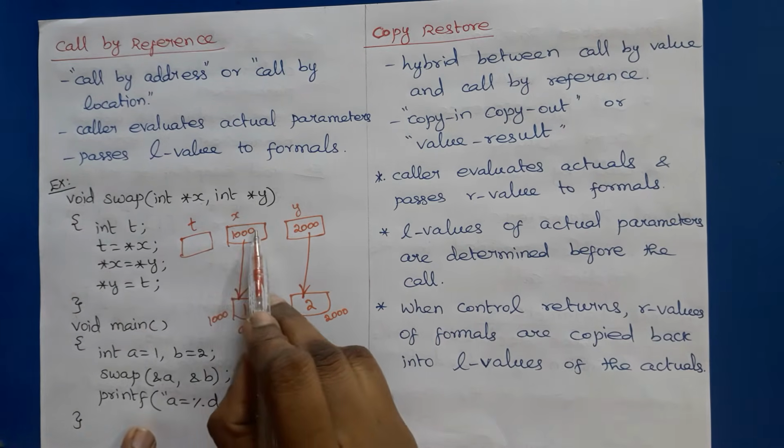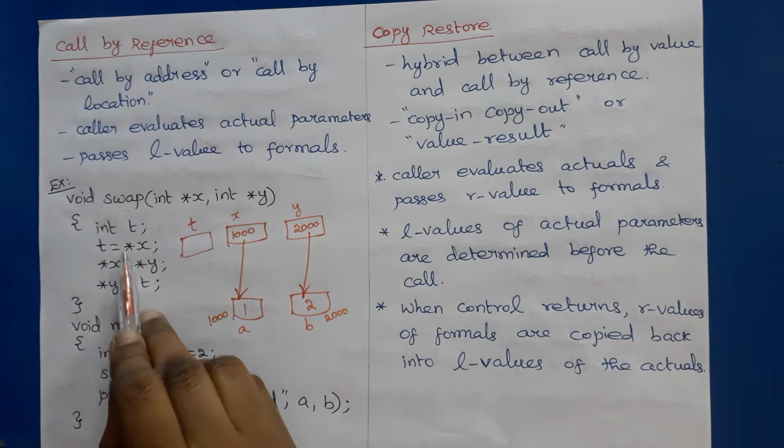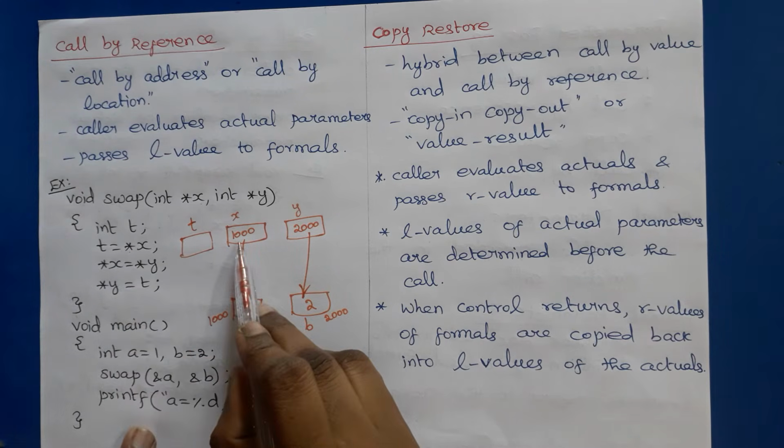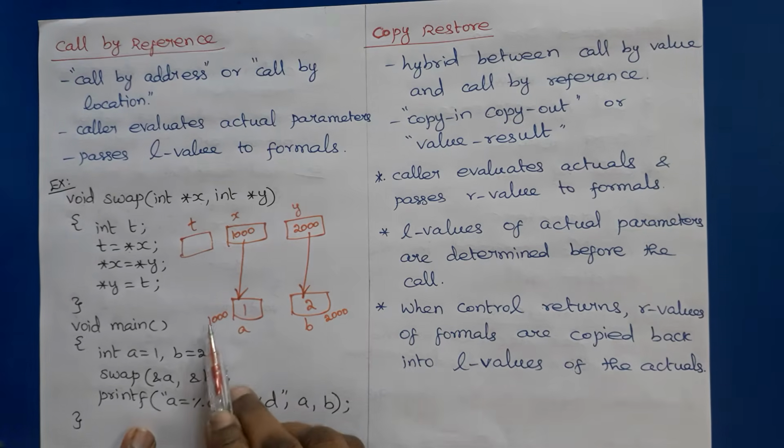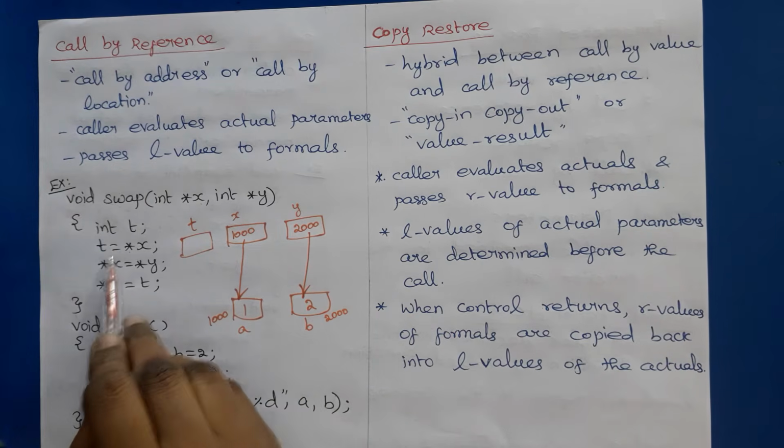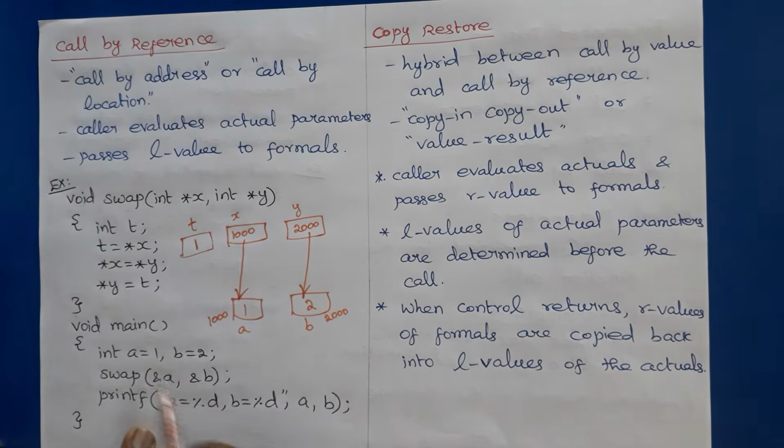X means 1000, star star means value at this location. So value at 1000 is 1. So 1 is assigned to t.